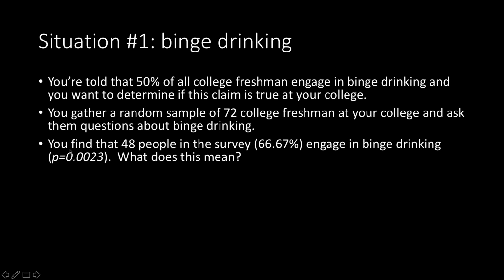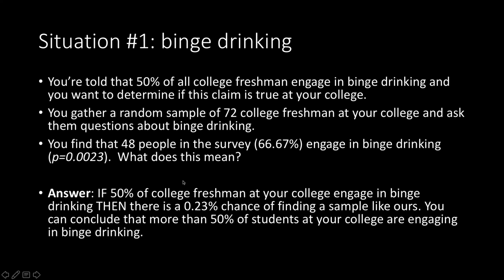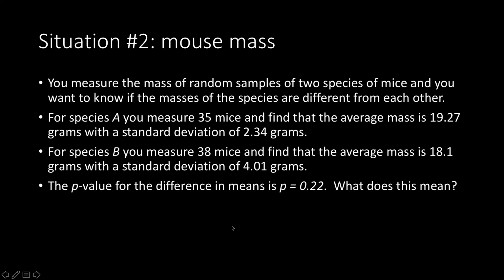The p-value here gives you the likelihood of finding your sample, assuming that this 50% was true. So what's it mean in this case? If 50% of college freshmen at your college actually engaged in binge drinking, so in other words, if the advertised claim was true, then there's a 0.23% chance, so that's the probability, of finding a sample like ours, like the one that you gathered. In other words, you can conclude that more than 50% of students at your college are engaging in binge drinking. So let's look at another one.